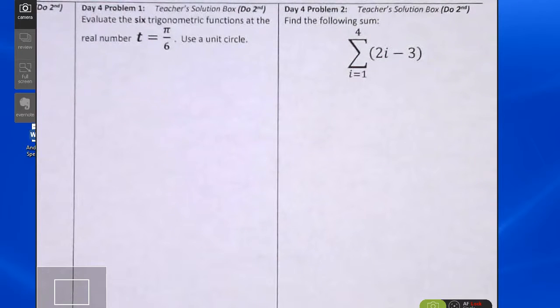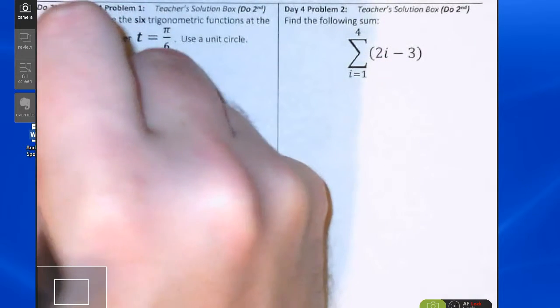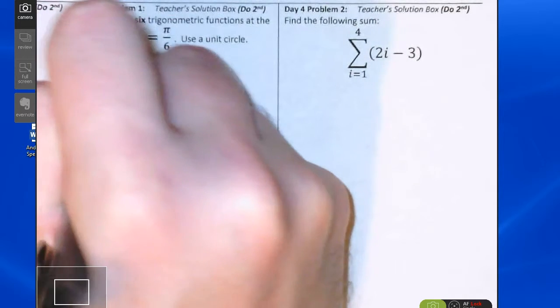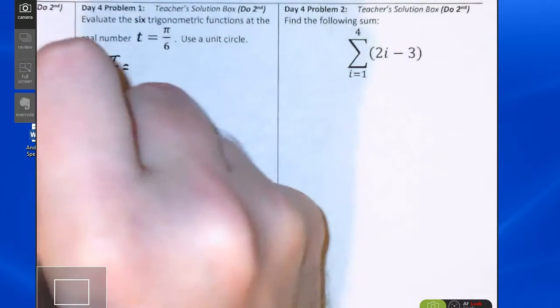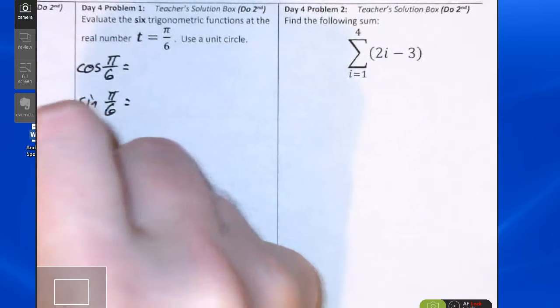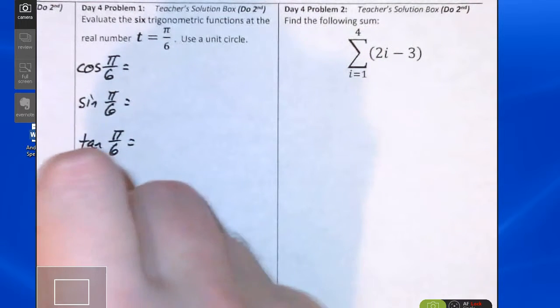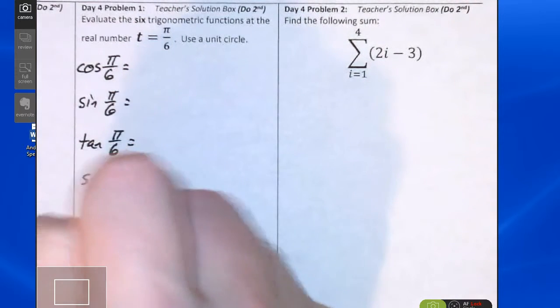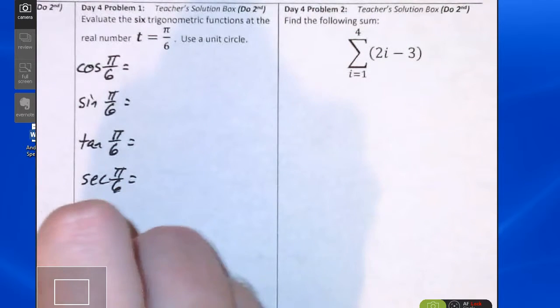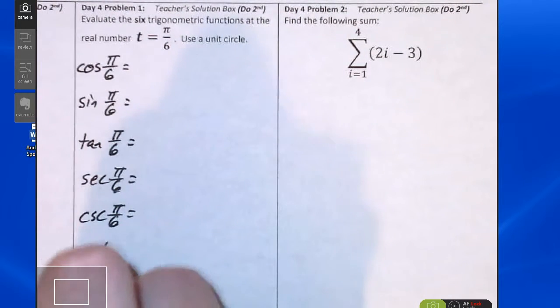Here's day 4, problem 1. Evaluate the 6 trig functions at the real number t equals pi over 6. So let's list those 6 trig functions. First we have cosine. We're going to find the cosine of pi over 6. We have sine, tangent, secant, cosecant, and cotangent.